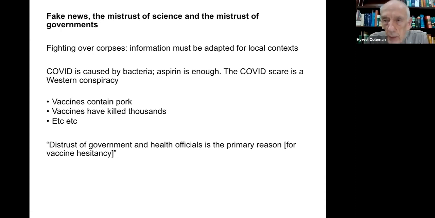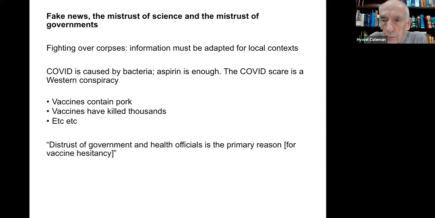And then, again, we find in many parts of the world reluctance to take vaccines. Vaccines contain pork, vaccines have killed thousands. Someone I know in London has tried to convince me that thousands of people have died after being vaccinated. So the gap between the people who need information and the people who own the information and are trying to help seems to be getting wider. It's not improving. The gap is not narrowing.